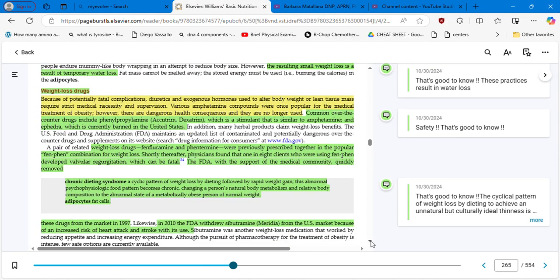Weight loss drugs. Because of potential fatal complications, diuretics and exogenous hormones used to alter body weight or lean tissue mass require strict medical necessity and supervision. Various amphetamine compounds were once popular for the medical treatment of obesity. I remember it was very popular in the 90s. Everybody was taking amphetamines. And yes, they were losing weight, but then they went into the rebound stage, the yo-yo, right? However, they have dangerous health consequences and they are no longer used.